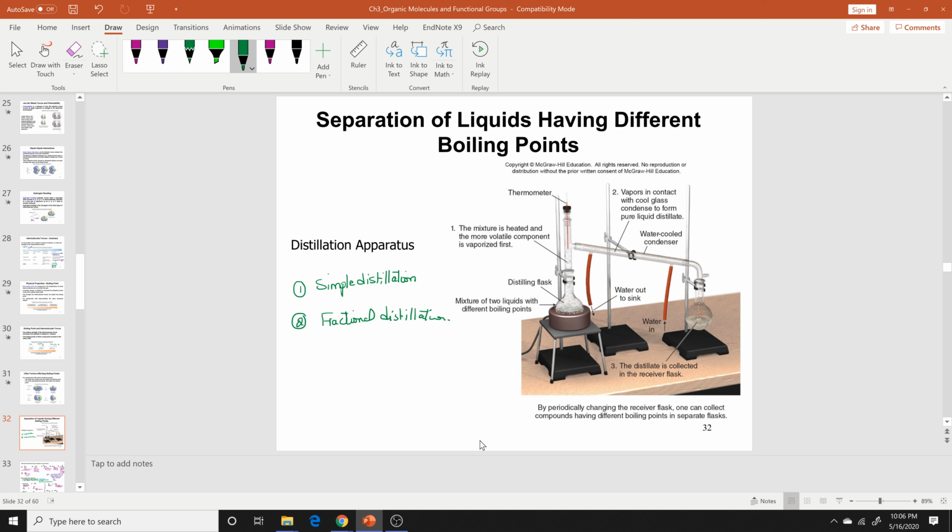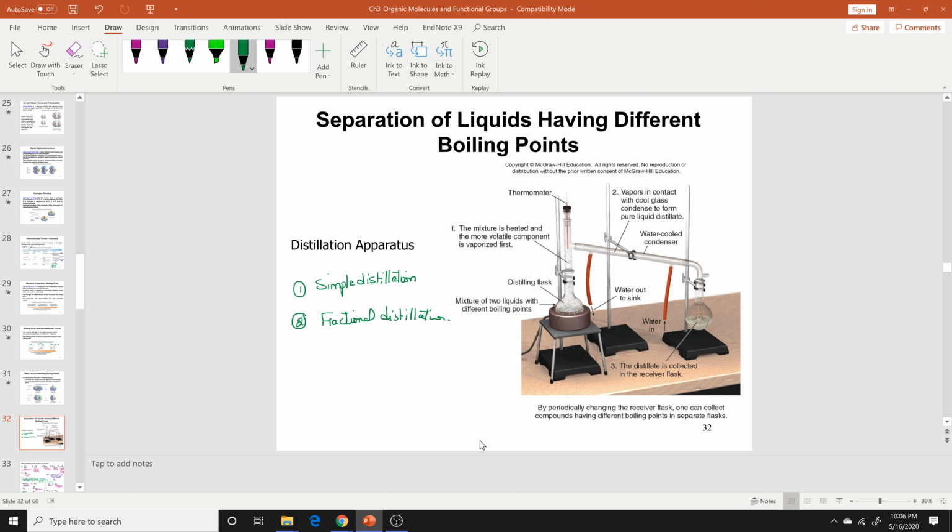If you have two components in the liquid that are closer in boiling point, normally you cannot easily separate one from the other. So when you collect one, you will have a little bit of the other in it. So the best way to do it is to do fractional distillation. With the fractional distillation, see that column over here? This column is another condenser. You have two condensers in here.